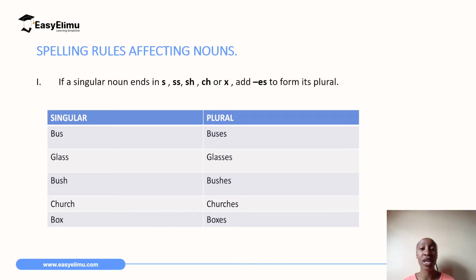Bus ends in a single S, so you add ES to form buses. Glass ends in a double S, so you add ES to form glasses. Bush ends in an SH, so you add ES to form bushes. Church ends in a CH, so you add ES to form churches. And lastly, box ends in an X, so you add ES to form boxes.